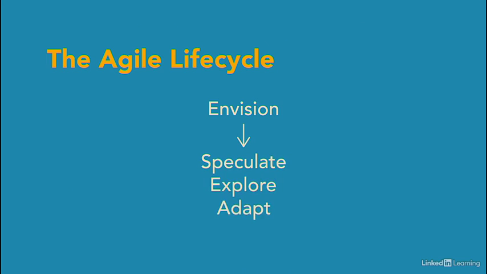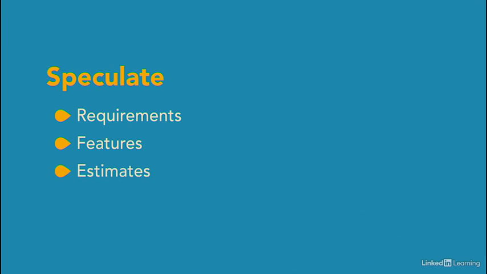For each iteration, you cycle through the speculate, explore, and adapt stages. The speculate stage is about planning, except that you plan an iteration, not the entire project. Part of the plan is identifying the business functions you'll address in the iteration and the features you'll develop to satisfy those requirements. You estimate the effort for each feature, and you identify or update risks related to those features.